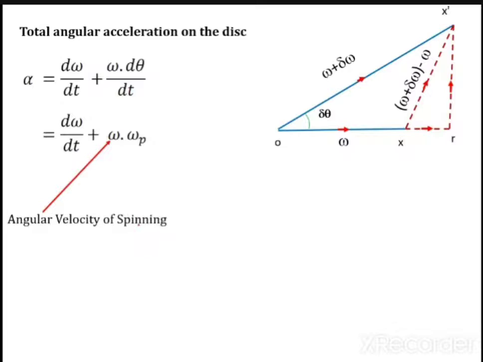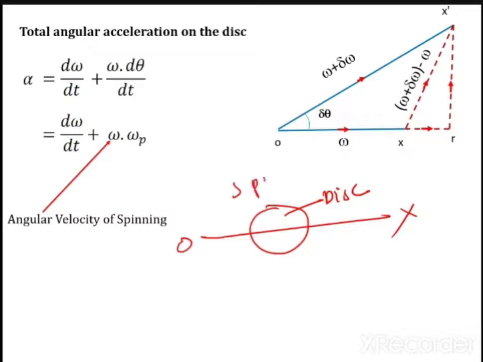Angular velocity of spinning means what? The angular velocity of a disk. Now see, this disk is spinning about the axis OX. This disk, or a rotor, is spinning, and at what velocity is it spinning? It is spinning at velocity omega, and that is why this omega is called as the angular velocity of spinning.